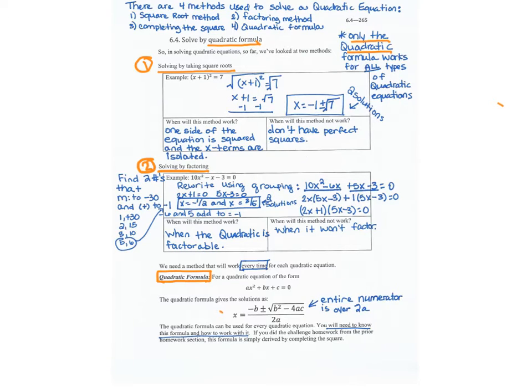So here's the formula. It's x equals negative b plus or minus the square root of b squared minus 4ac, all divided by 2a.